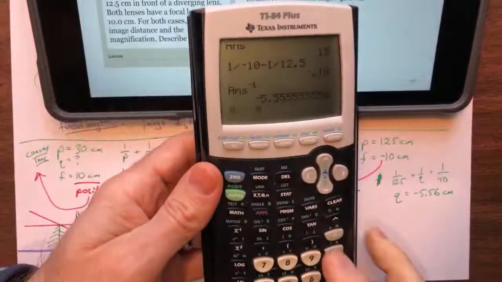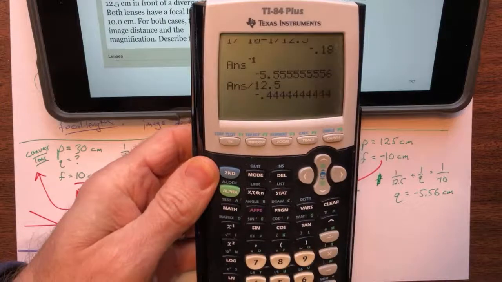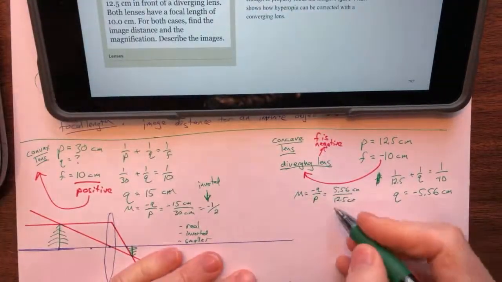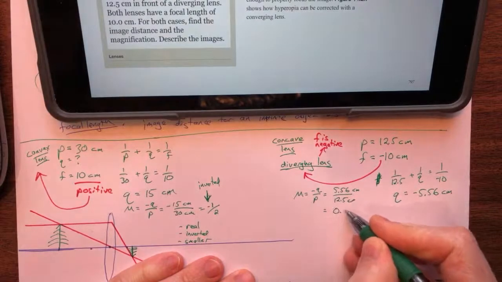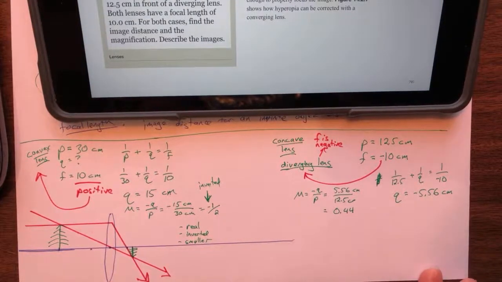So take this, divide by 12.5, and remember it's the negative of this, so it's 0.4444, a little bit less than half. So 0.44, so the magnification is going to make this smaller. So this is also going to be smaller. Let's go ahead and draw this particular lens, and then we'll be all done.